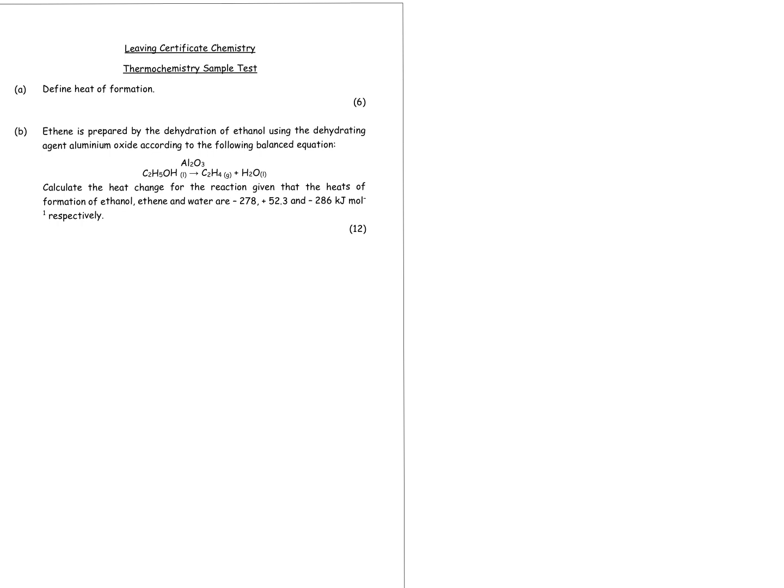In part B, it says ethene is prepared by the dehydration of ethanol using the dehydrating agent aluminium oxide according to the following balanced equation. And you should be quite familiar with that if you've done fuels already, because you prepare ethene in fuels, and that's the chemical equation for it. It says here, calculate the change for the reaction given the heats of formation of ethanol, ethene and water are minus 278, plus 52.3 and minus 287 kilojoules per mole respectively.